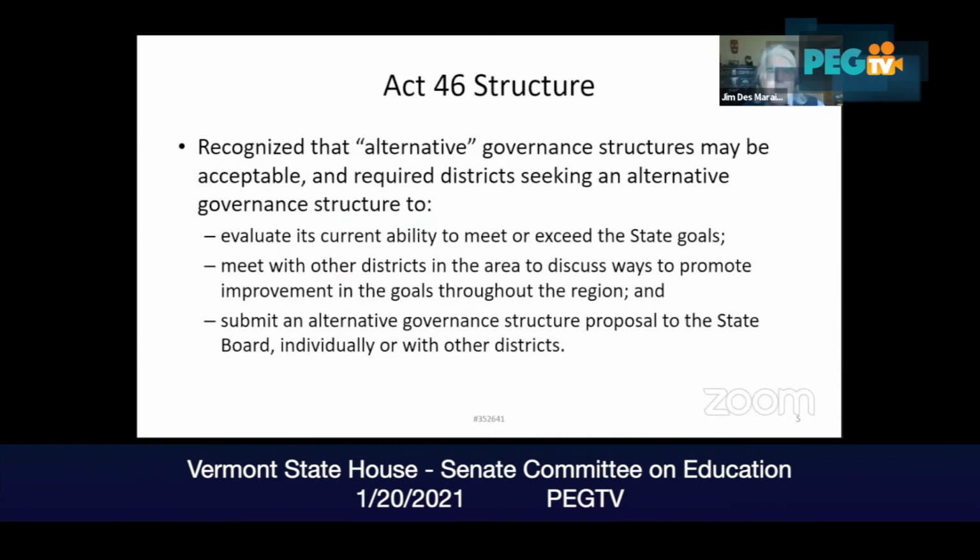Act 46 also recognized, though, that alternative governance structures may be acceptable. Alternative governance structures, anything other than the preferred structure, required districts seeking an alternative governance structure to do three things. One, evaluate its current ability to meet or exceed the state goals. Two, meet with the districts in the area to discuss ways to promote improvement in the goals throughout the region. And three, submit an alternative governance structure proposal to the state board, individually or with other districts.